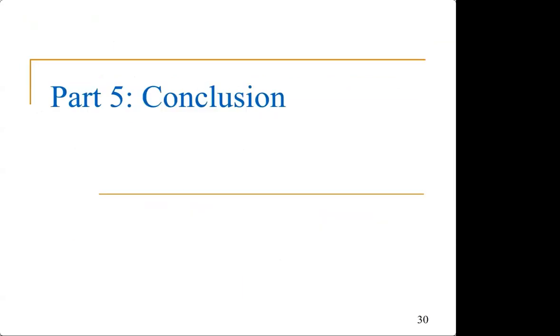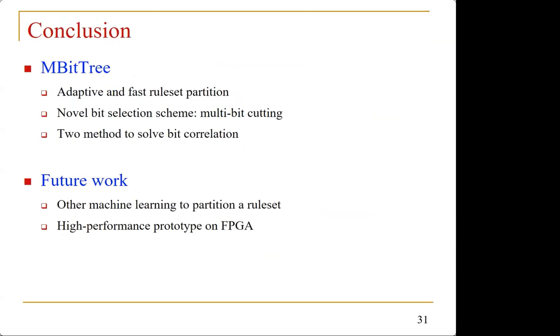Now we come to the last part, conclusion. We provide 2 key contributions. First, we present a new adaptive and faster rule set partition. Second, we propose a new multi-bit cutting scheme to build a short tree, while rarely causing replication. Besides, we also propose 2 methods to solve bit correlation. As future work, we will explore other available methods to partition a rule set and implement a high-performance prototype on FPGA.